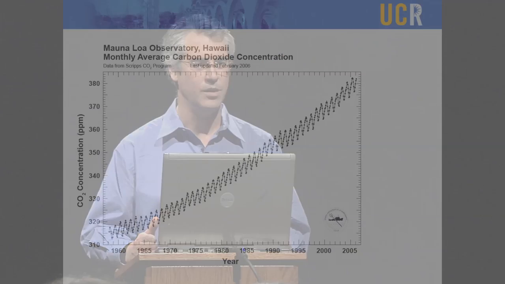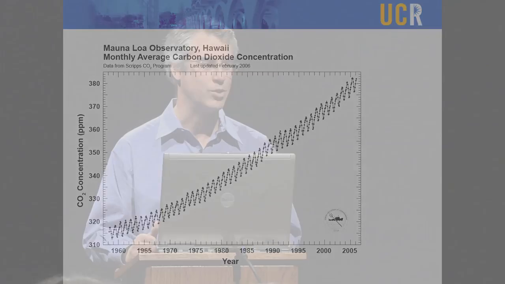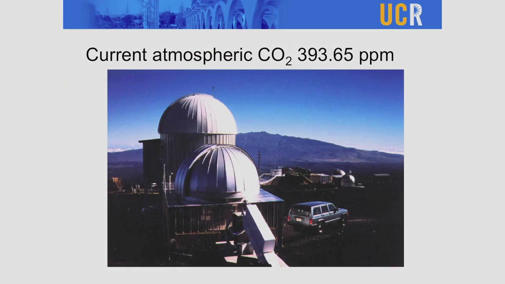Well, one reason it's interesting is if we look at our atmosphere, we can see that the concentration of CO2 in our atmosphere is increasing. This is usually measured at the Mauna Loa Observatory in Hawaii, where they've been measuring a constant increase in CO2 in the atmosphere for a number of years now. And this is a very strong pattern. Every year they put out their current CO2 concentration for the year, and I just looked this up in February. It was 393.65 ppm this year.